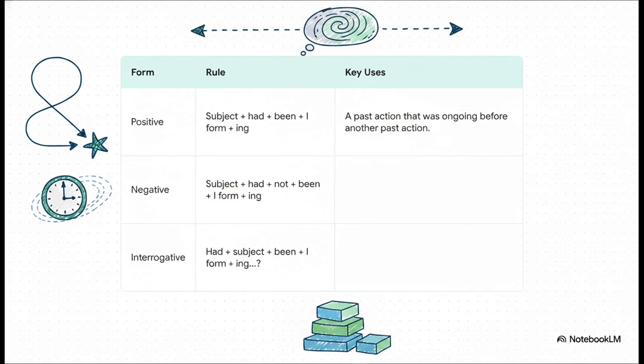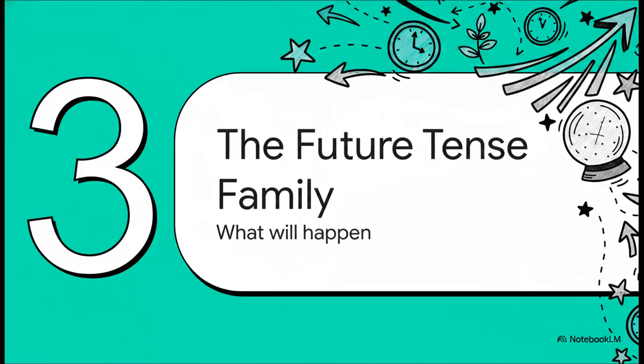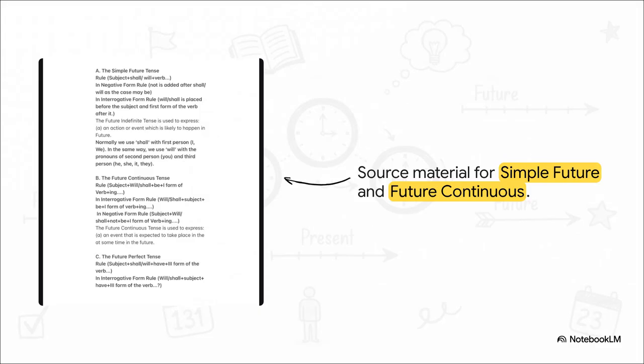It's not just that they drove, it's that they drove for 10 hours. Okay, present? Check. Past? Check. Time to look ahead. Let's jump into the future tense family and talk about all the things that haven't happened yet. All right, let's get right into it. As you can see right here, we're looking at the core rules for our future tenses, pulled straight from the source material. It lays out the structure pretty clearly, so let's walk through these one by one.